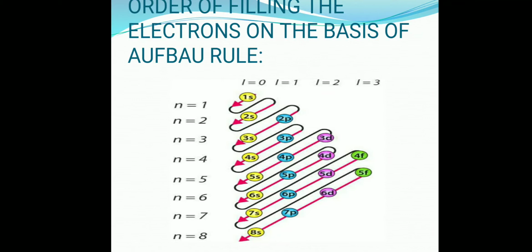This is the diagram showing the filling of electrons on the basis of the Aufbau rule. Here 1s is the lowest energy state and 8s is the highest energy state, where the filling up of electrons takes place from 1s, 2s, 2p, 3s to the higher energy state of 8s according to this diagram. This is the Aufbau principle.